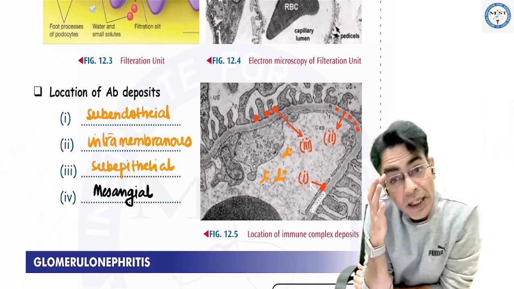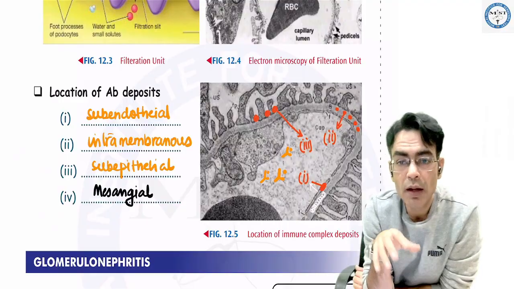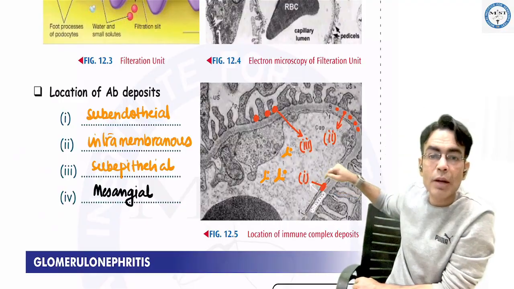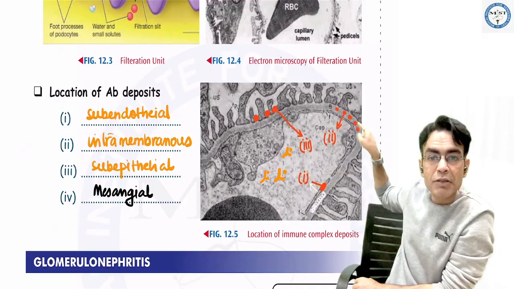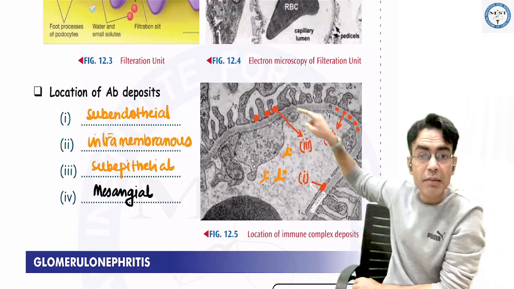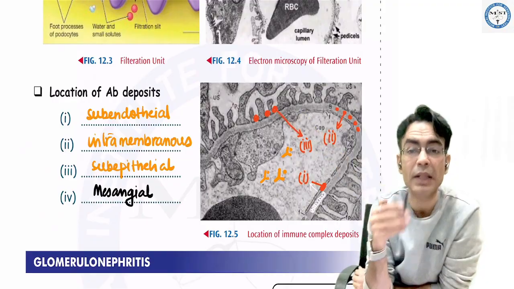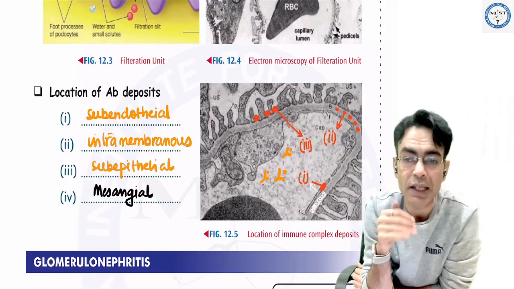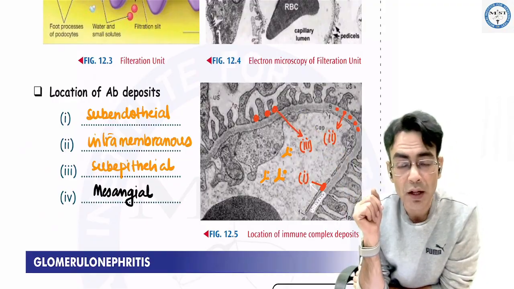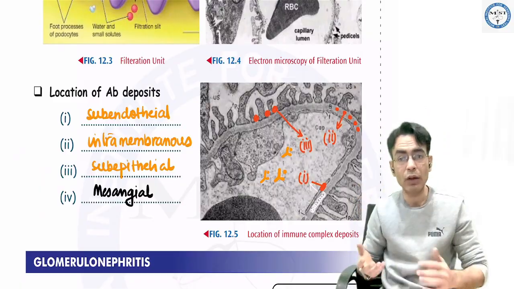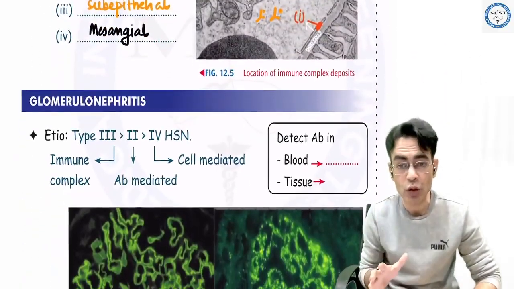So whatever damage is happening, it will involve the basement membrane for sure, but there can be a damage which is between the endothelial cell and the basement membrane, so subendothelial damage. There can be a damage inside the basement membrane, so intramembranous damage. There can be damage which is beneath the podocyte but above the basement membrane, so subepithelial damage. And there is one more damage which can be seen, that is mesangial, जो मैं यहाँ नहीं दिखा सकता. So for any glomerulonephritis, these four things are important. Now, glomerulonephritis is autoimmune most commonly.